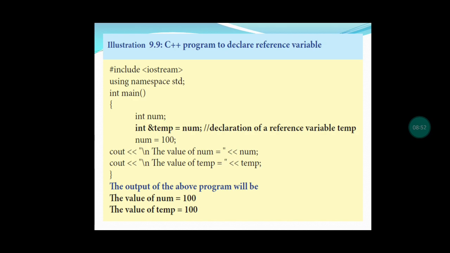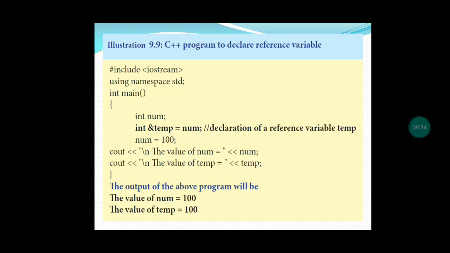If you are given reference, the num memory address and temp memory address will be the same. If you are changing the value in num, the temp address will also be the same, so the value also changed in the temp. Both addresses will be the same if you are representing the variable with the reference. So that is the concept of reference variable. Suppose the num variable address is 0x126e. If you are giving ampersand temp equal to num, the temp memory address is also the same, that is 0x126e. So if you are changing num, the ampersand temp will also be changed.